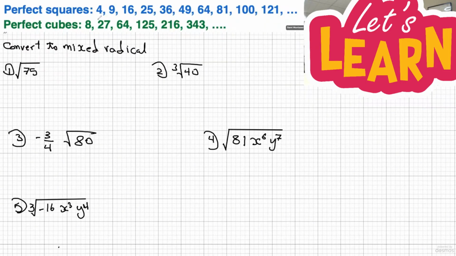The way I like and the way I prefer is, I know my perfect squares, so I'll just list them out for you here. So the perfect squares are 4, 9, 16, 25, 36, 49, 64. And how do I know that? Because 2 squared is 4, 3 squared is 9, 4 squared is 16, and so on. And then the perfect cubes are 8, 27, 64, and so on. That just means 2 to the power of 3 is 8, 3 to the power of 3 is 27, 4 to the power of 3 is 64.